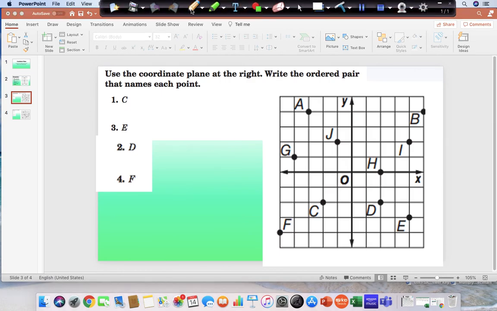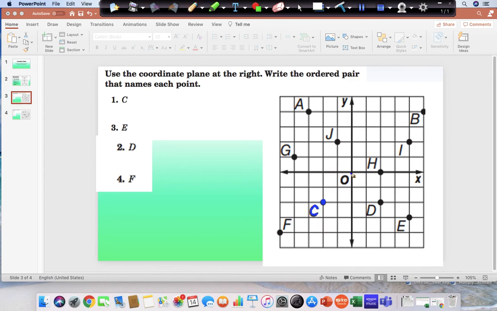Now these directions say to use the coordinate plane, which is over here at the right. Write the ordered pair that names each point. I realize these numbers are not in order. I had to cut and paste them a little differently. Either way, we're looking for C, so we need to find letter C first. Here it is. And then we are finding the point that C is at.